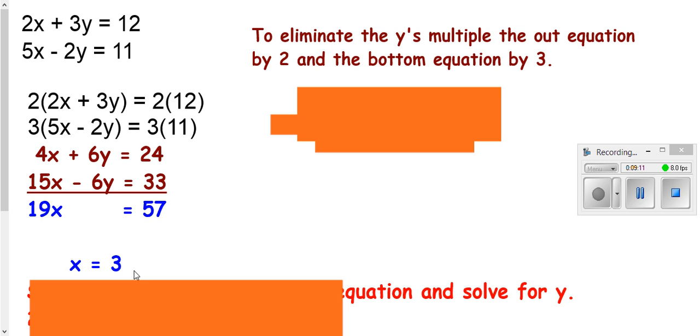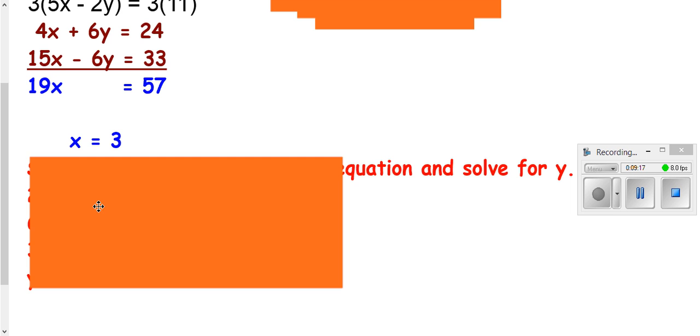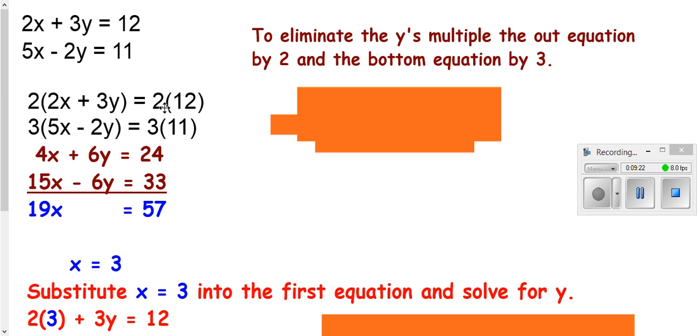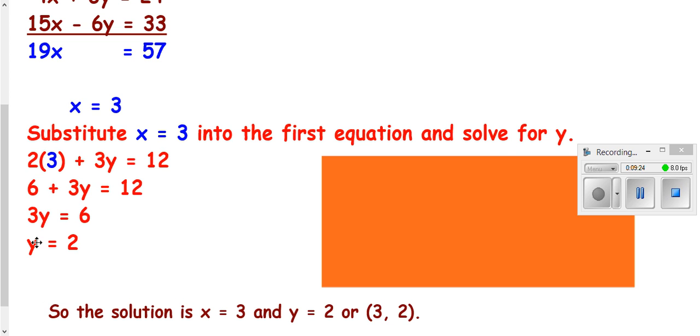Now all I have to do is take x being 3 and plug it into either the top equation or the bottom equation. Doesn't make a difference. When I do that, and in this case I chose to plug it into the top equation, solve it for y, I get y to be 2. So my x was 3, my y is 2, so I'll write the coordinates of 3, 2.